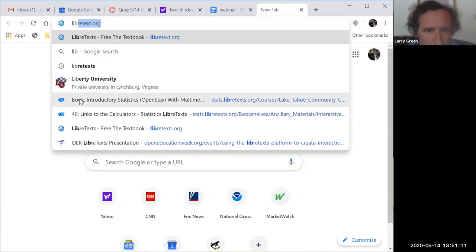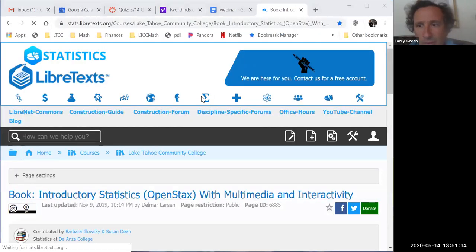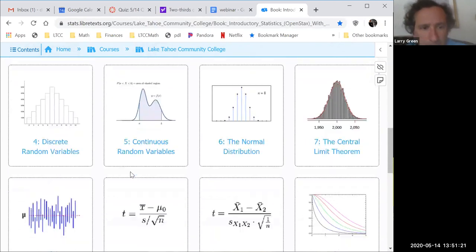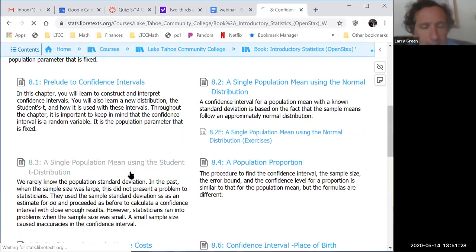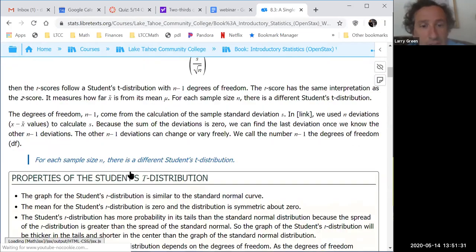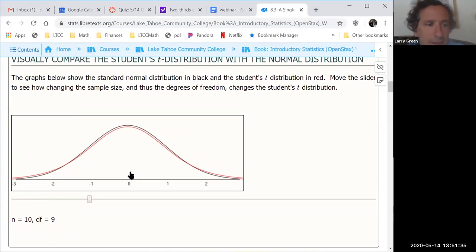Let's get to our book. So you can kind of see that there's going to be a slight difference. So there's a visualization we can do, and that's this one. So right here, it's interesting, the default is n equals 10. Okay, so in black is the normal distribution. In red is the t-distribution. Do you see a difference? Okay, are they exactly the same or is there a little bit of difference? Okay, there's a little difference, not much.